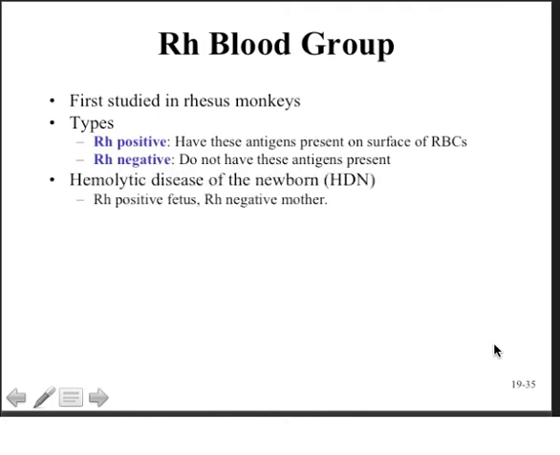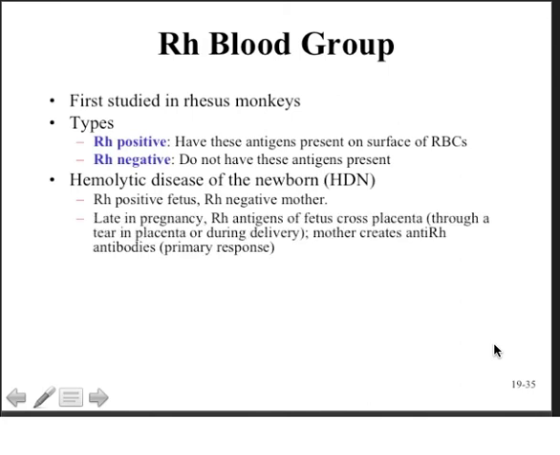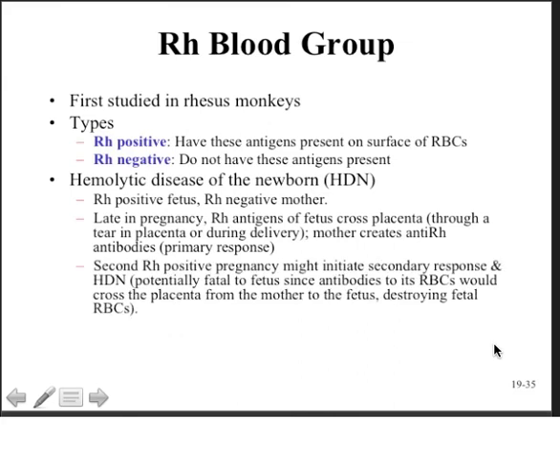Hemolytic disease of the newborn is where we have an Rh positive fetus in an Rh negative mother. Late in the pregnancy, the Rh antigens of the fetus cross the placenta through a tear during delivery, and the mother creates anti-Rh antibodies as her primary response. A second Rh positive pregnancy can initiate a secondary response that can be fatal to the fetus as these antibodies cross the placenta and get into the fetal circulation. They can hemolyze the blood and potentially kill the baby.